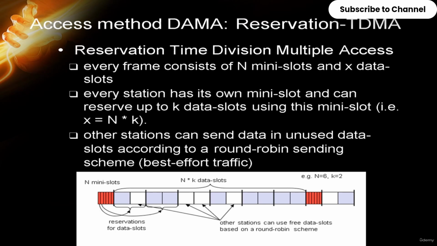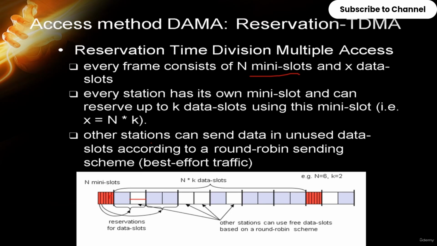Next is reservation with time division multiple access. Every frame has mini slots. So here the frame has some n mini slots, which are given like this. This is a mini slot, this is a mini slot, and there are k data slots. These are the data slots. Every station has its own mini slot and k data slots. This is the mini slot and these are the data slots. The data slots are given with this formula, n star k.